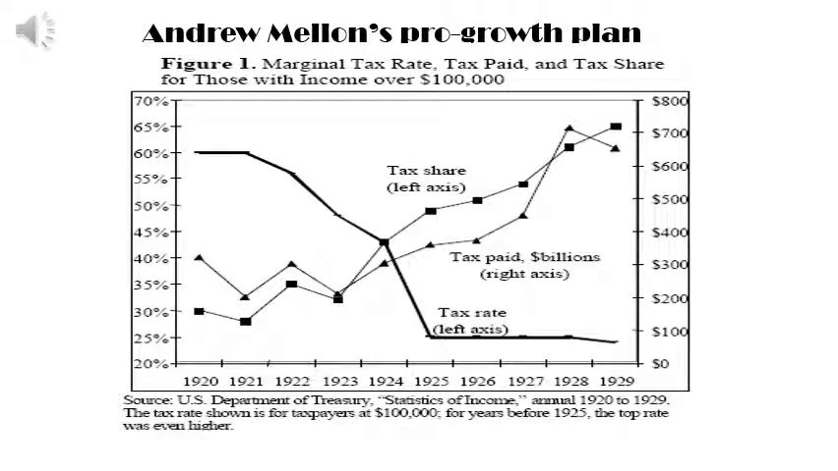These economic policies, popular in the 1920s, were greatly aided by Andrew Mellon's pro-growth plan, where the marginal tax rate, the taxes paid, and the tax shares for those with incomes over $100,000 at the time shifted dramatically. In the early 1920s, the marginal tax rate was around 60%. That fell all the way down to 25% in 1925. You can also see the share of taxes rising, also the tax paid in billions of dollars rising precipitously during that time period.